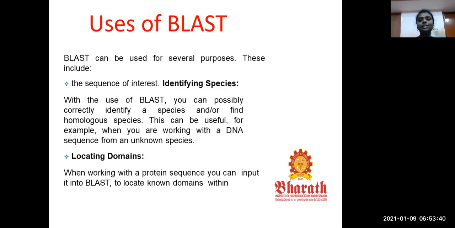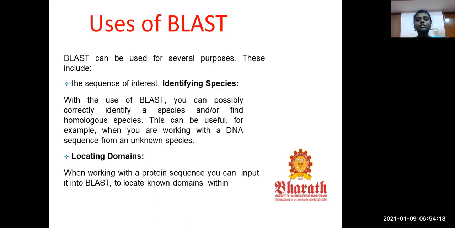This can be useful, for example, when you are working with a DNA sequence from an unknown species, as it can locate the class or family which that species belongs to. So if you have a protein or DNA sequence, we can easily identify the new species' family. That is the main use here. The main use of BLAST is to identify the species family, and also locating domains.